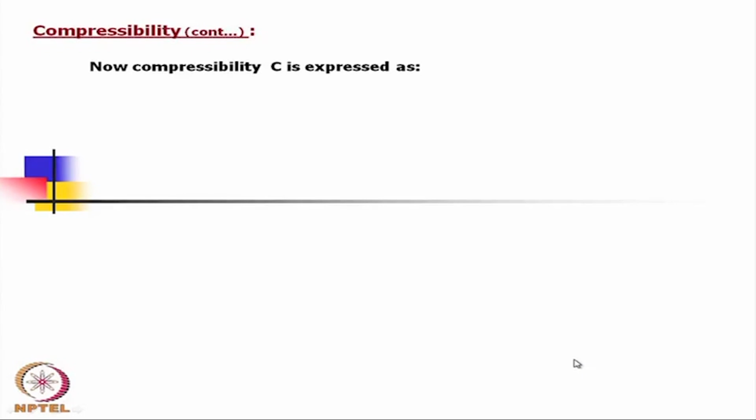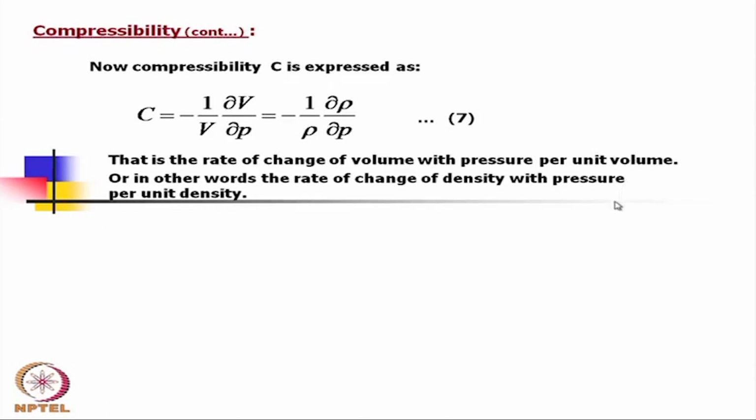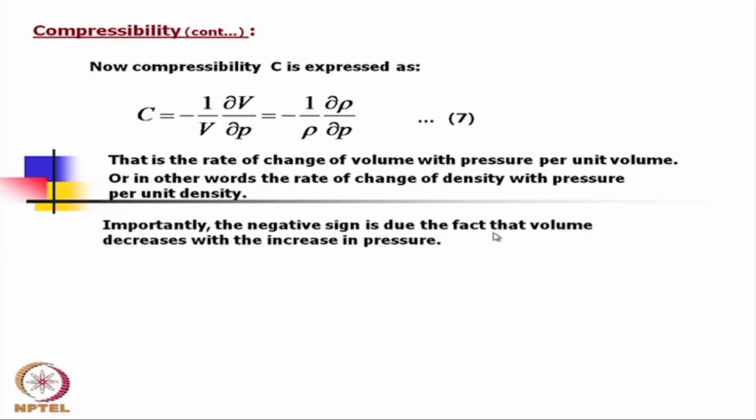Now, compressibility C is expressed as C is equal to minus 1 by V dV by dP is equal to 1 by rho d rho by dP. This can be related because the volume V is inversely proportional to the density. That is the rate of change of volume with pressure per unit volume, or in other words the rate of change of density with pressure per unit density. Importantly, the negative sign is due to the fact that volume decreases with the increase in pressure.